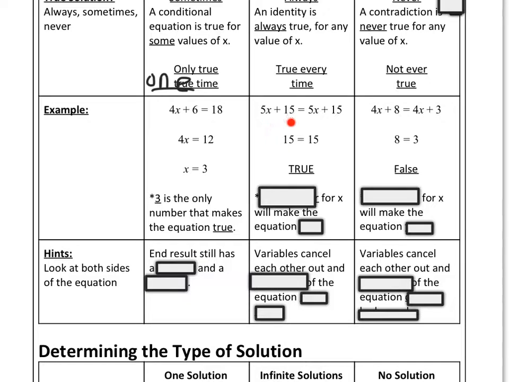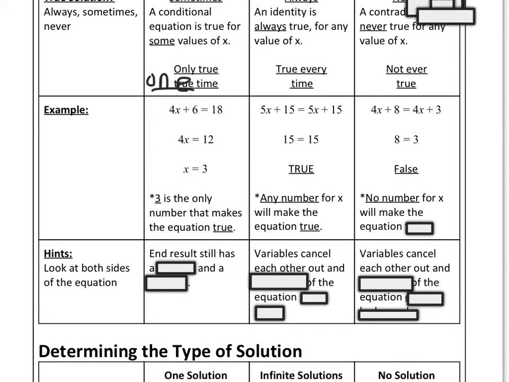Here we've got 5x plus 15 equals 5x plus 15. These are exactly the same on the left and the right. If we subtract 5x from both sides, that's going to leave us with just 15 equals 15, which is a true statement. Any number for x will make the equation true, since it's exactly the same on the left and the right. For no solution, 4x plus 8 equals 4x plus 3. If we take away the 4x's, we have 8 equals 3. This doesn't make sense. This is a false statement. No number for x will make this equation true.